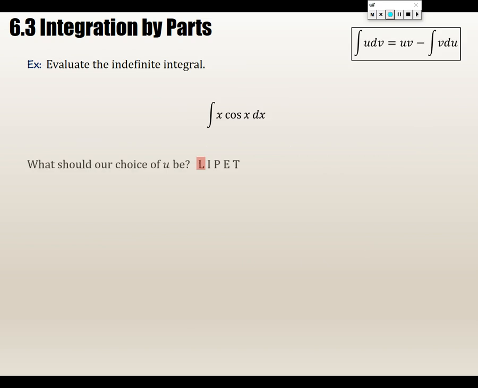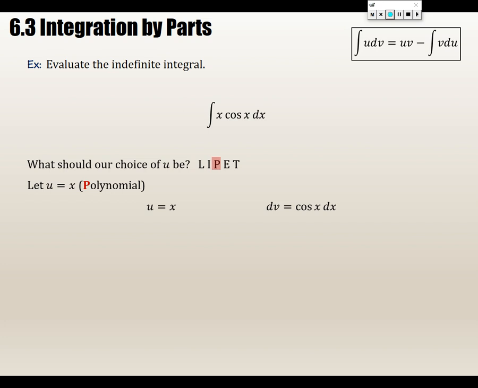So, for example, x cosine x. There are no logs. There are no inverse trig functions. That's what the I stands for. So let's keep moving. Any polynomials? Yeah, x. Yes. There's an x there. So let's let u be x.